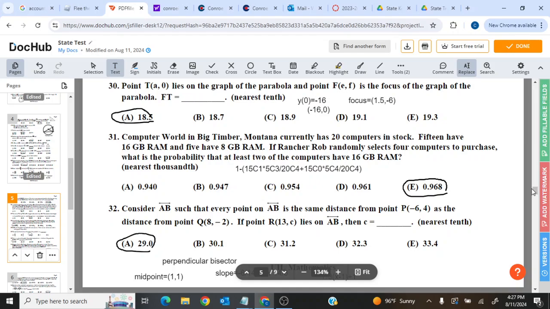Well, the probability that's the case is 1 minus the probability that there are 1 or 0 computers with 16 gigabyte RAM. So let's figure out the probability of that happening, because that sounds way easier.